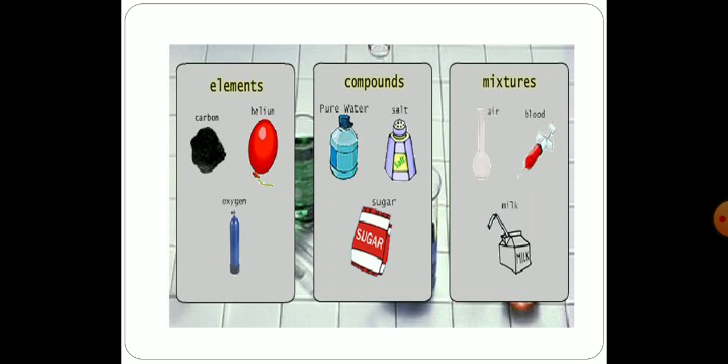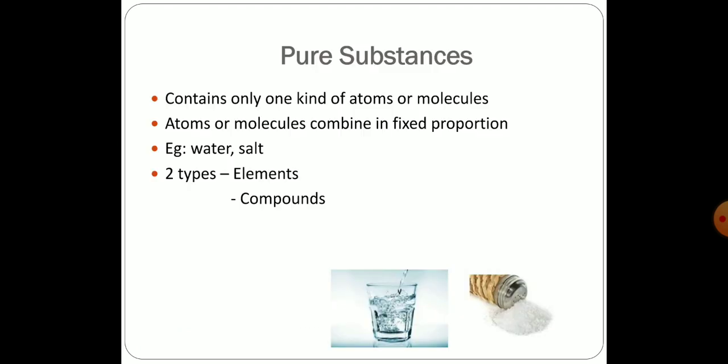Remember these small examples. Slowly we will learn what the three types are: element, compound, and mixture, individually. Okay. First one, what is a pure substance? A pure substance means it contains only one kind of atoms or molecules. There are no two types, only one kind of atoms or molecules. Now, these atoms or molecules will always be in fixed proportion. The proportion will not change.